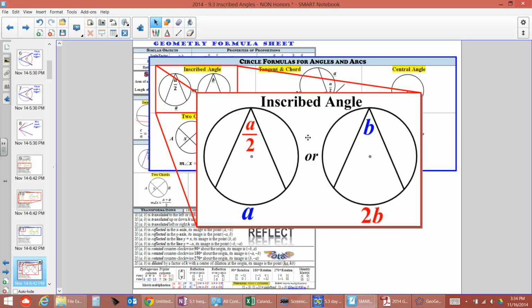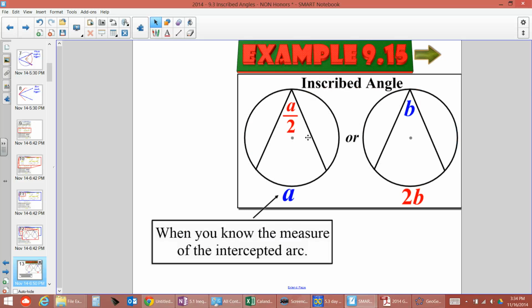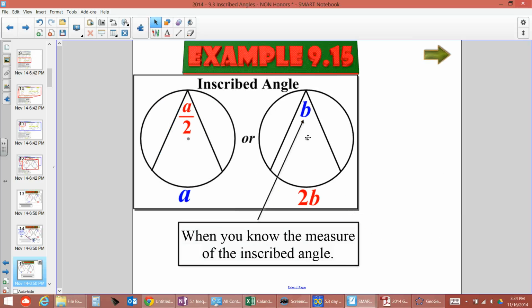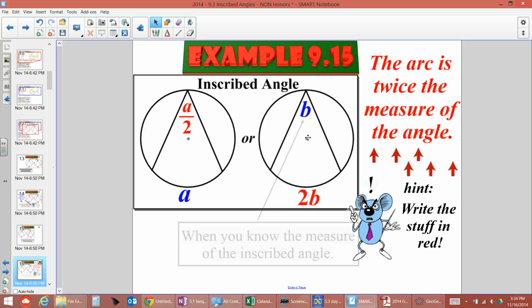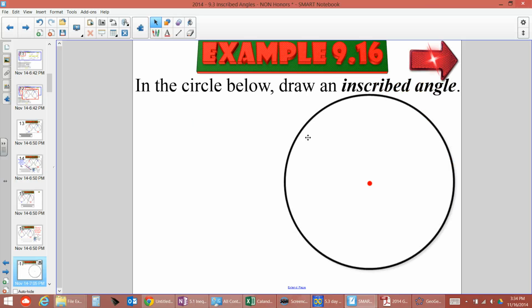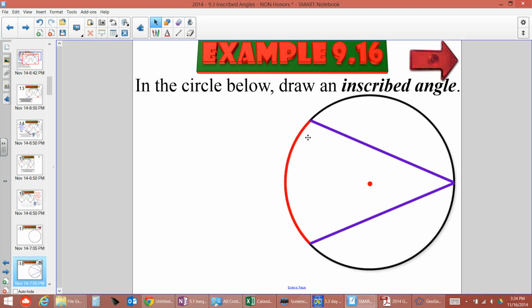The arc is twice as big as the angle, or the angle is half as big as the arc. Okay, so if we know the measure of the intercepted arc, then you cut it in half. If you know the angle, then you double it. So in the circle below, draw an inscribed angle. Okay.